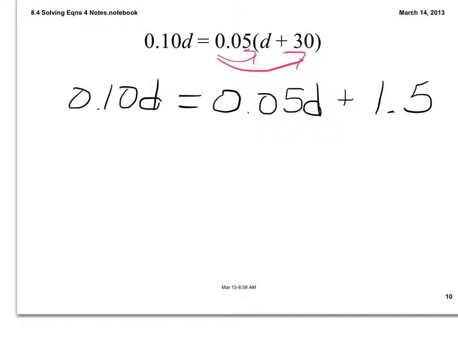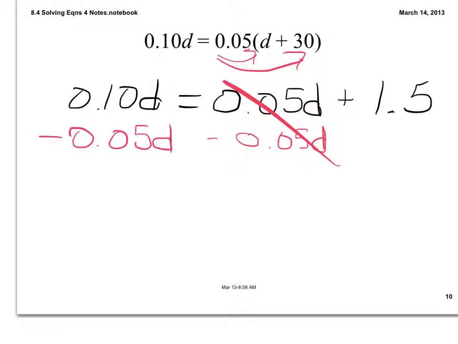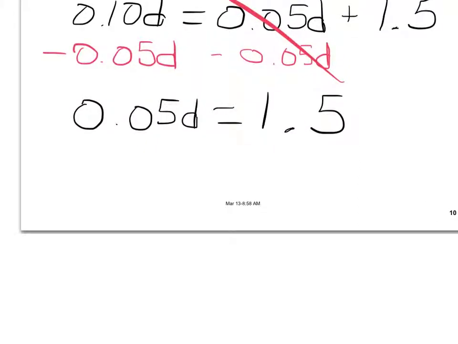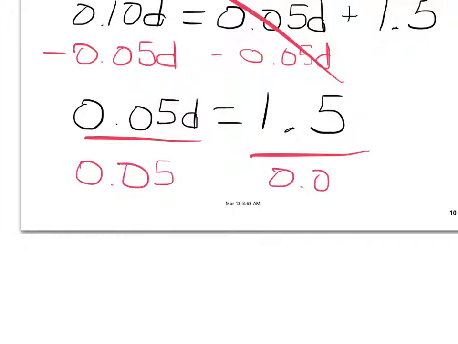Combine the like terms, so subtract the 0.05d from the right and from the left. So on the right hand side we're left with 1.5, and on the left we have 0.05d. Finally, the last step, divide both sides by 0.05.